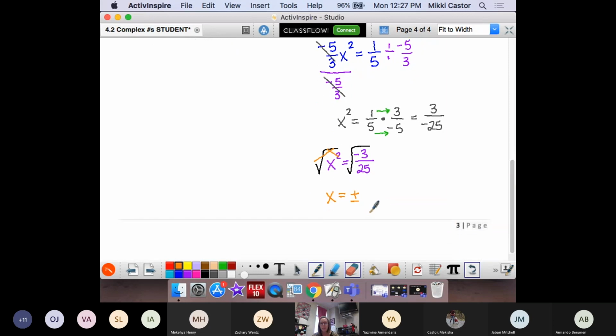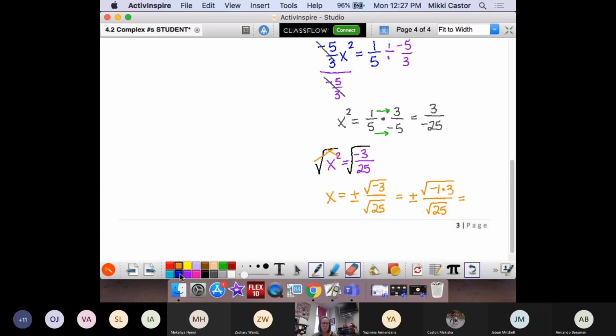And then this looks kind of icky, but it's really not too bad. I want you to actually give the numerator and the denominator its own square root symbol. So we're going to do square root of -3 over square root of 25. Still have our plus minus. The square root of -3 is equal to the square root of -1 times 3. And then we have our square root of 25 on the bottom. Hopefully we can do that one without having to break it down.